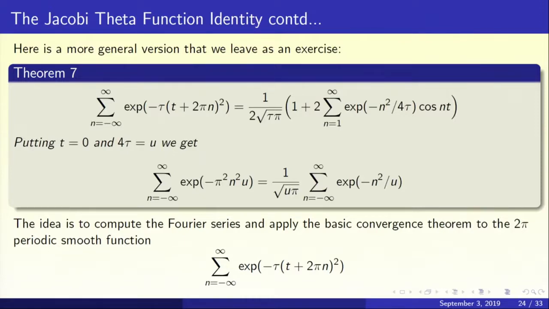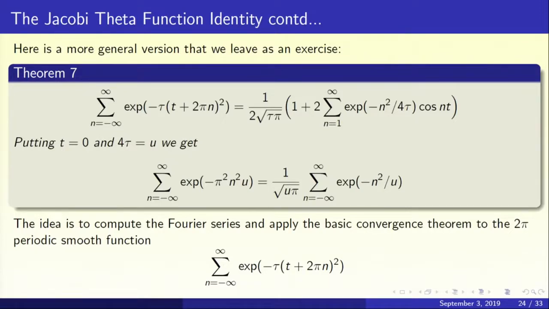Now let us put t equal to 0, and to avoid fractions put 4 tau equal to u. What do you get? Summation n from minus infinity to infinity e to the power of minus pi squared n squared u equals 1 upon root u pi summation n from minus infinity to infinity e to the power of minus n squared by u.